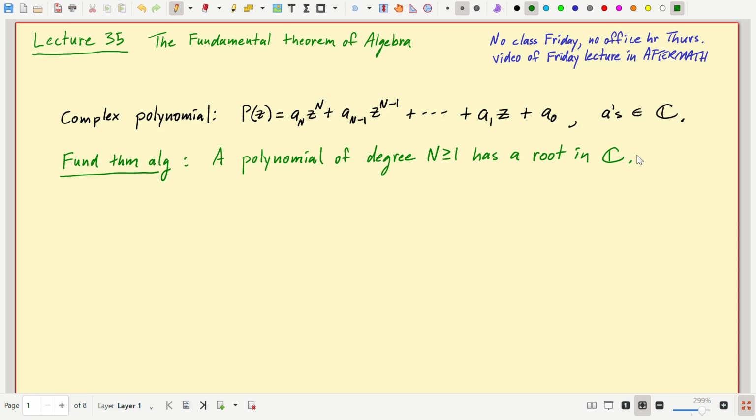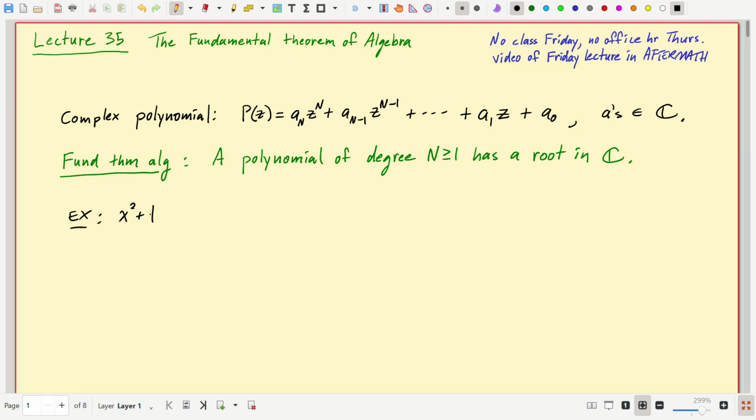And the fact is, if that polynomial has degree 1 or more, then it's guaranteed to have a root in the complex plane. And that's fascinating because even if those coefficients are real, it's very possible to come up with real polynomials that don't have any real roots. The classic example is, for example, x squared plus 1.